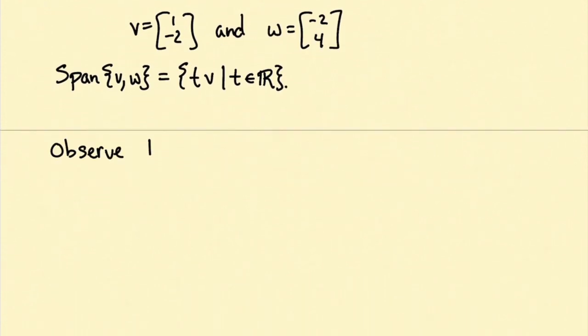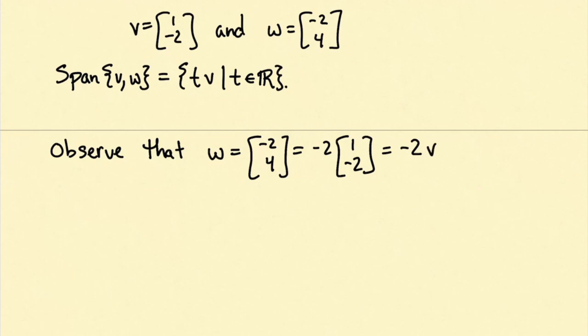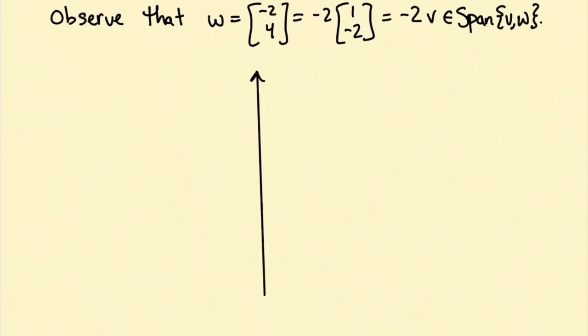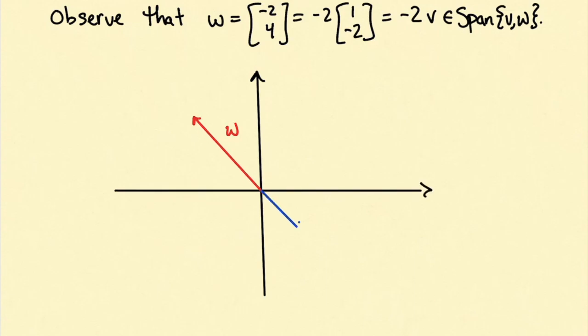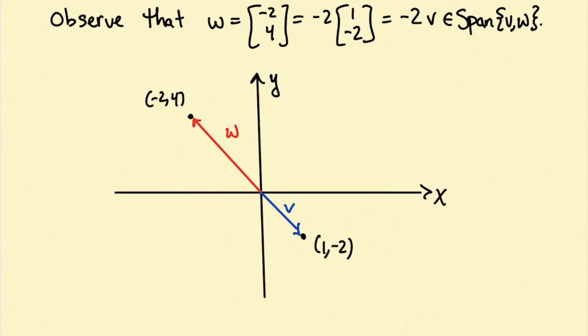But of course, this shouldn't be totally unreasonable, because we can see that w actually lies in the span of v. So if we think back to what it means to be a scalar multiple in R2, this tells us that w actually lies on the line which is spanned by the vector v. So when we plot these two vectors, we see that they both lie on the line y equals -2x.